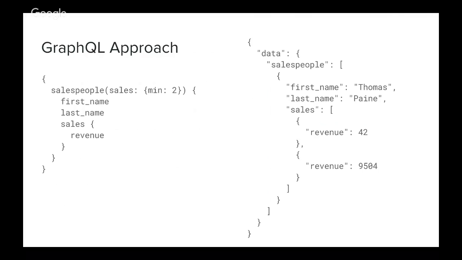So obviously, we're not just limited to asking about one specific thing. We can have other root level objects in addition to salespeople. It's all about how you decide to define the schema for this.